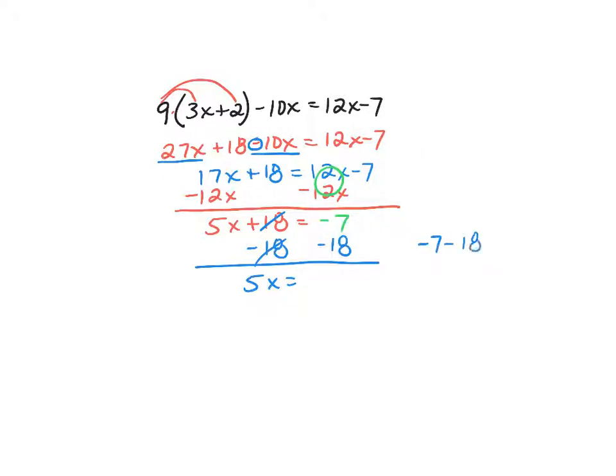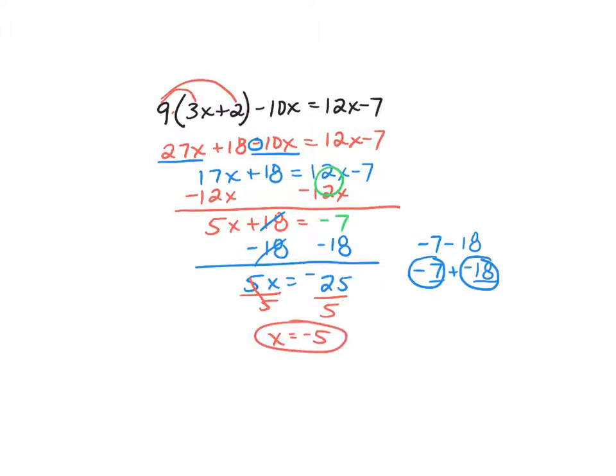Remember, if you're going to have negative 7 subtract 18, it's the same thing as negative 7 plus a negative 18, which means that you are going to add these absolute values together because they are both the same sign. 7 plus 18 gives me 25, but I need the same sign. So I have 5x is equal to negative 25, and then I'm going to go through and divide both sides by 5. When I do that, I get x is equal to negative 5, which is the final answer.